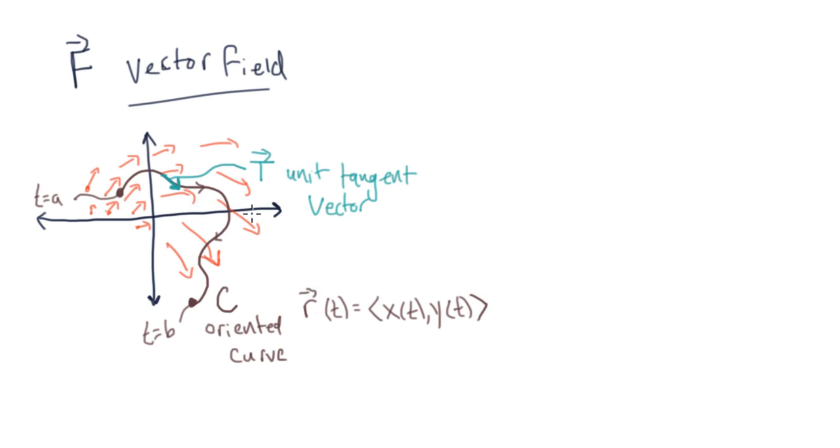And since we have a parameterization of the curve, recall that we actually have T, big T, the tangent vector, as a function of t. And so what is it? Well, it's r prime of t divided by the length of r prime of t. Okay, so just a little bit of review there.